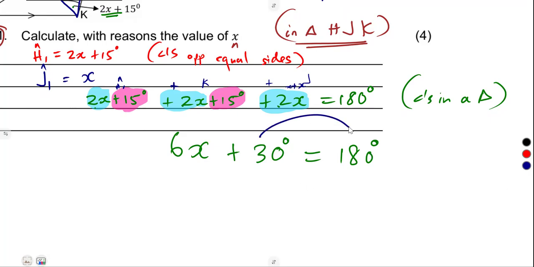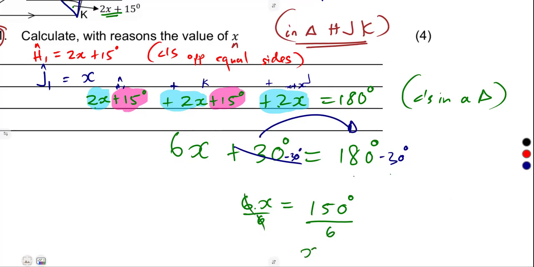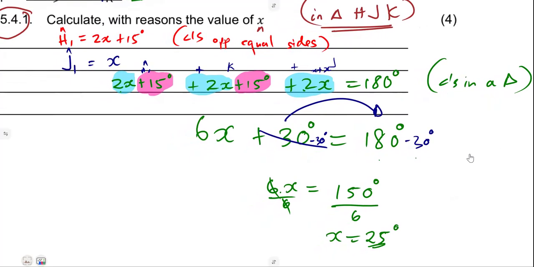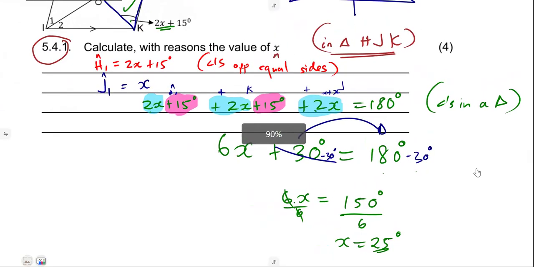Take the 30 to the other side of the equation. It's a plus, it's going to be a minus there. Or simply subtract 30 degrees both sides, so this can cancel. So 6x is equal to 180 minus 30, which is 150 degrees. It's a product, so divide by 6 both sides. So x is equal to 150 divided by 6, which is 25 degrees. That's our x. So x is equivalent to 25 degrees, just like that.